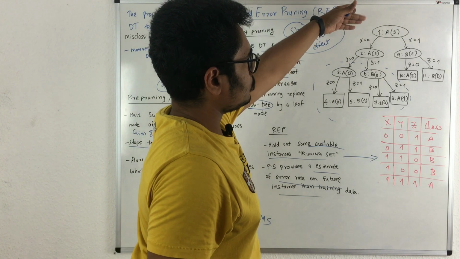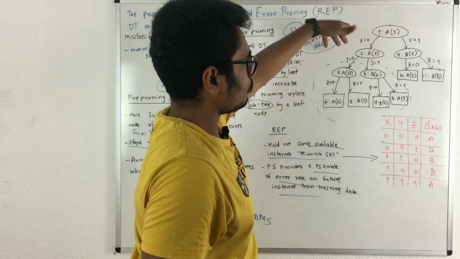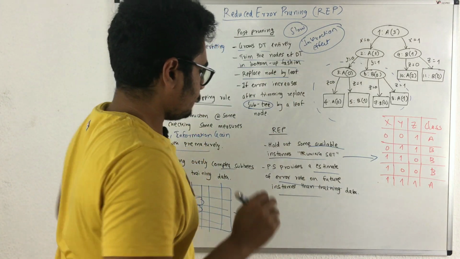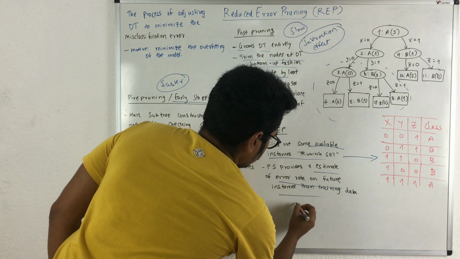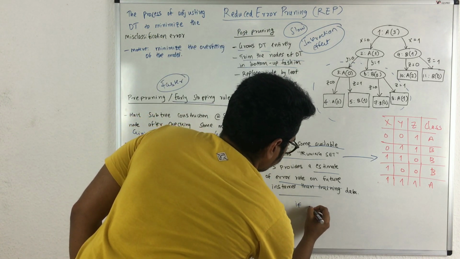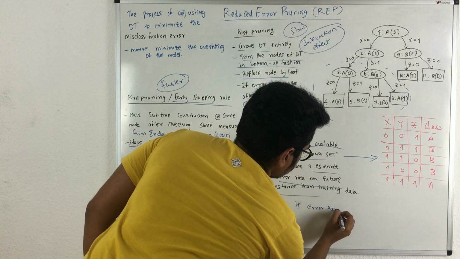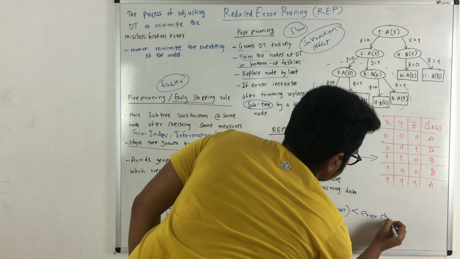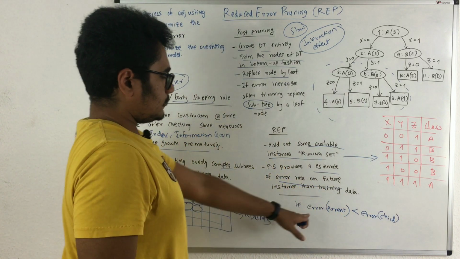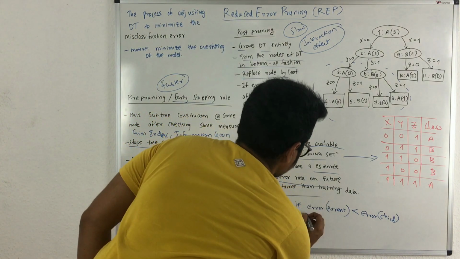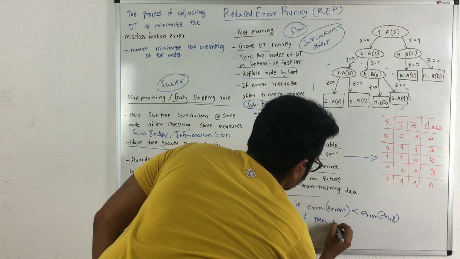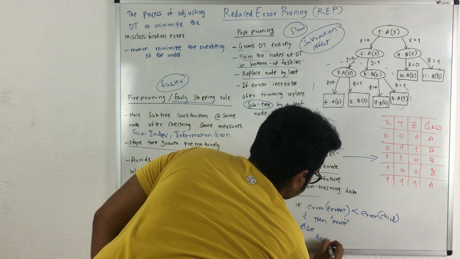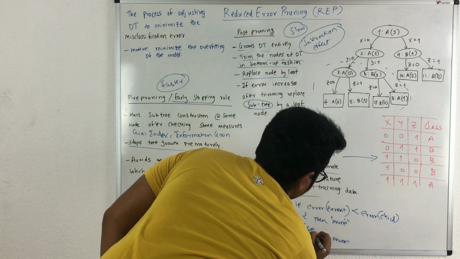So we have this decision tree, having different numbers of nodes, and then you have the leaf nodes. For performing reduced error pruning, there is one condition. If the error of the parent node is less than the error of the child node, then you need to prune, else don't prune. It's simple as that.